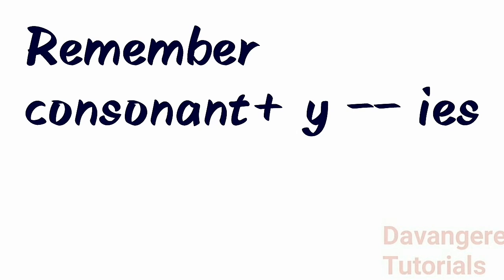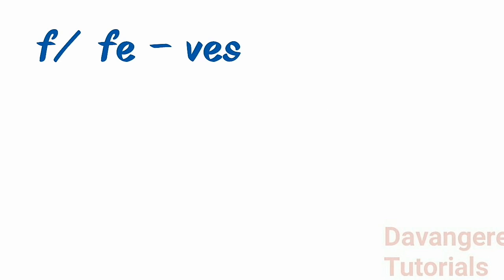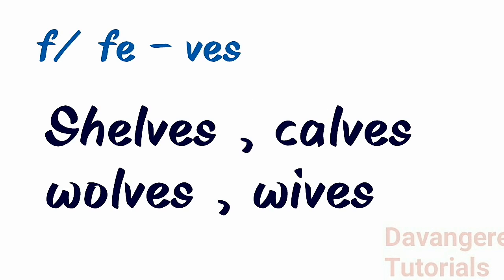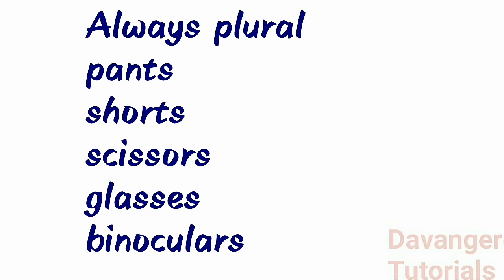Let's recall. Consonant plus Y ends with IES. Vowel plus Y, one has to add S. If a noun ends with F or FE, one has to add VES by removing F or FE. Shelves, cows. Some irregular nouns: children, men, mice, women, geese. Teeth, feet, or some other examples. Some nouns remain always plural: pants, shorts, scissors, glasses, binoculars.